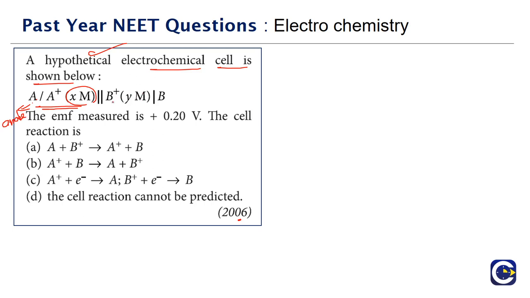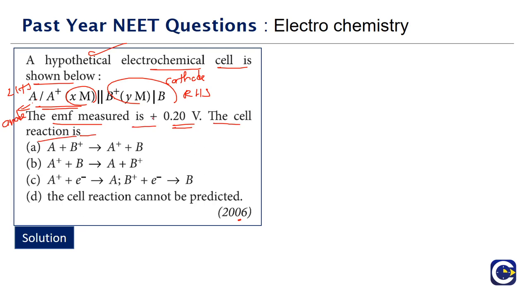Double bar will come, this is the standard cell notation. B plus, Y molar, giving rise to B. The right hand side is always the cathode. So RHS is cathode, LHS part is always anode. The EMF of the measured cell is 0.2. The cell reaction is, so we have to just tell what is the cell reaction. How do you find the cell reaction? We have to separately write the oxidation reaction and reduction reaction and then add both of them.